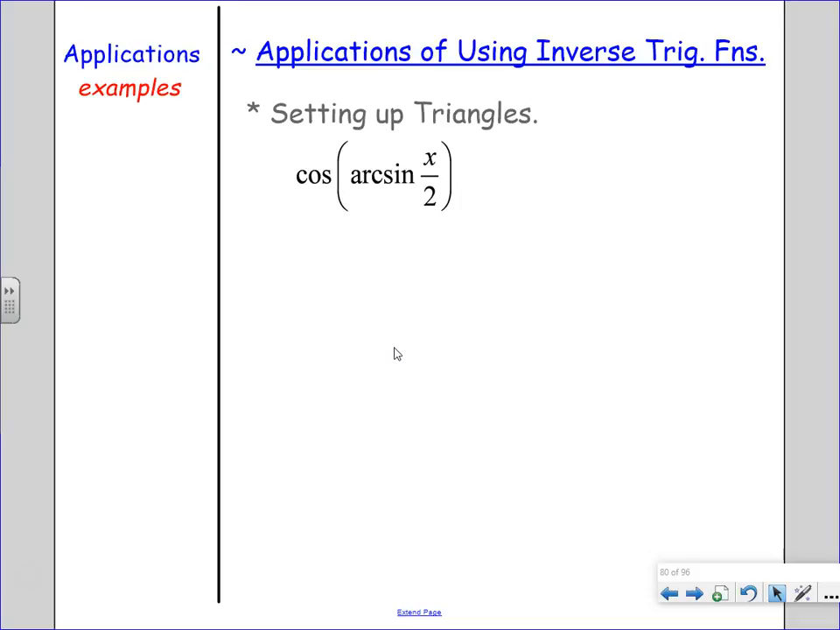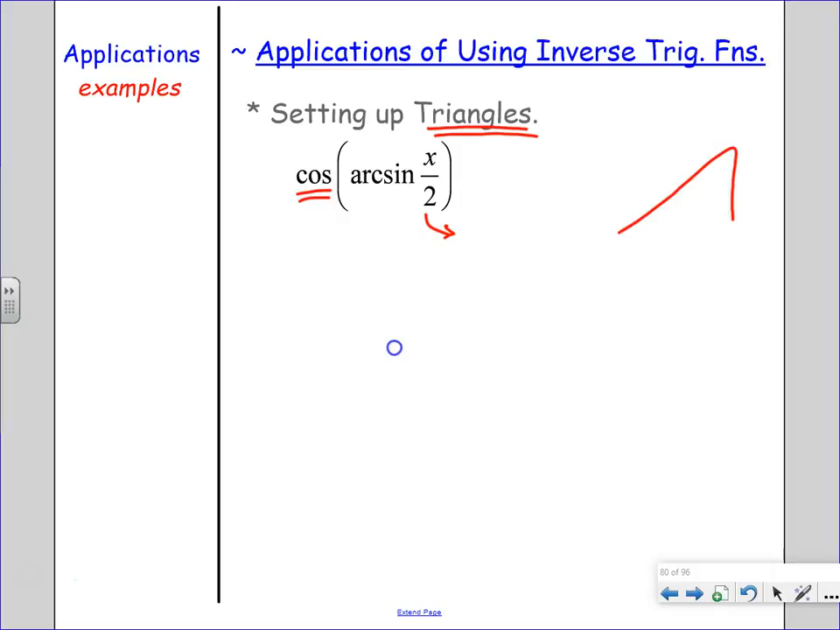Last application. Solving for a ratio of a triangle with a given expression for 2 sides.